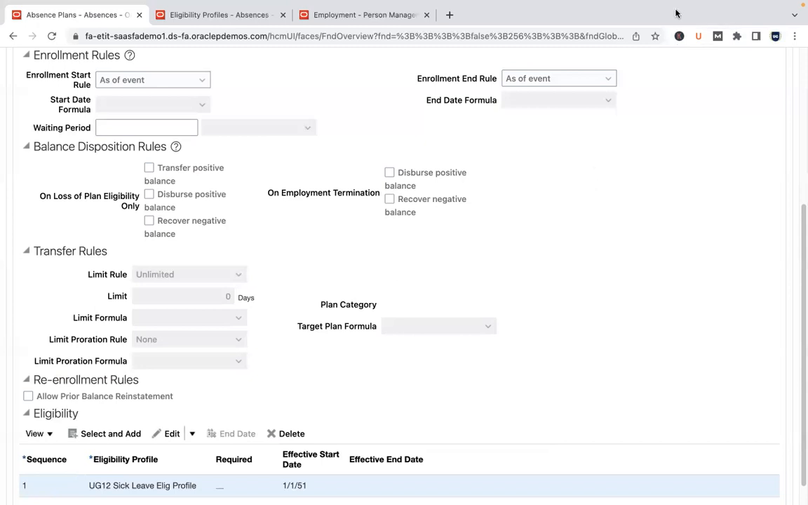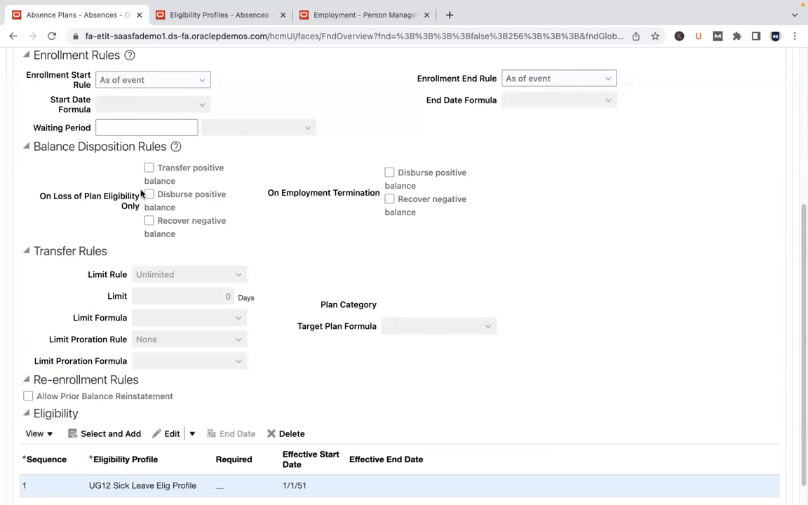But maybe in May or June, what happened? My assignment was changed from full-time regular to part-time, in which case I become ineligible for this particular plan. As per the eligibility profile, I'm no longer eligible for it, right? So when my assignment changes, what would happen? Again, there would be absence processes that you schedule on a daily basis, and those absence processes will know what events to consider and how to update the balances.